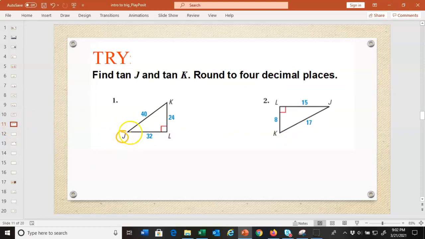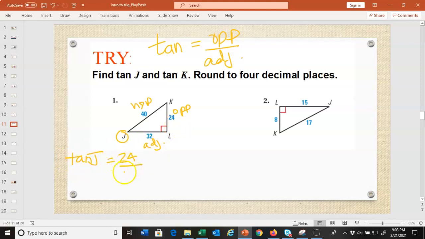So first we'll start with J and label our triangle. The labeling of the triangle is the same for any of these trig ratios, right? You always just pretend you're standing at the angle and then label the sides. The part that's different is when you go to write that fraction, that ratio. So here's the hypotenuse and here's adjacent. So I'll put it up here. Remember, tangent is opposite over adjacent. So in this case, tangent of J is, we've labeled it, so we're good to go, 24 over 32.